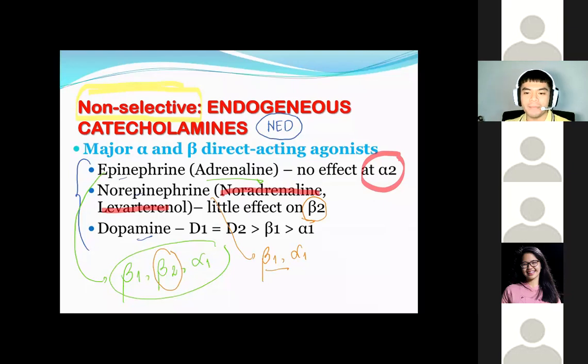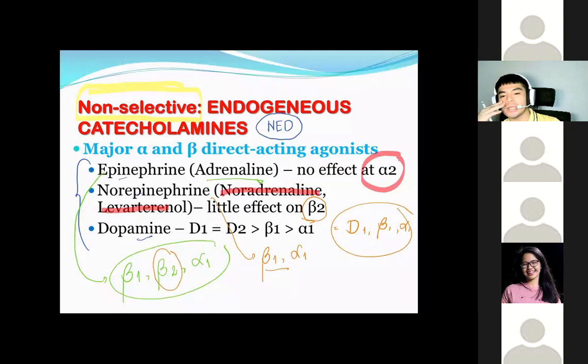Next, for dopamine naman, ang distinct kay dopamine, it targets all. Dopamine 1, beta 1, alpha 1. Okay, it targets all. So we have dopamine 1, beta 1, and also alpha 1 receptors. So yan ang mga natural or endogenous catecholamines. They are non-selective. It's more than one general type.